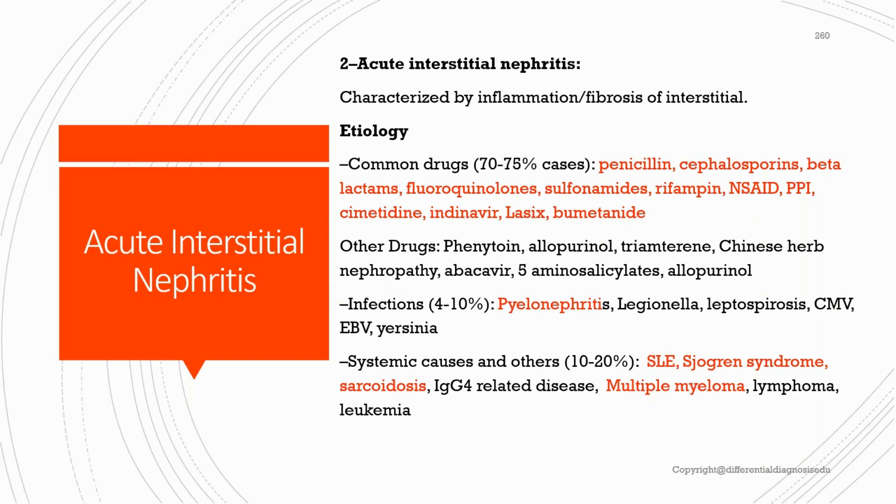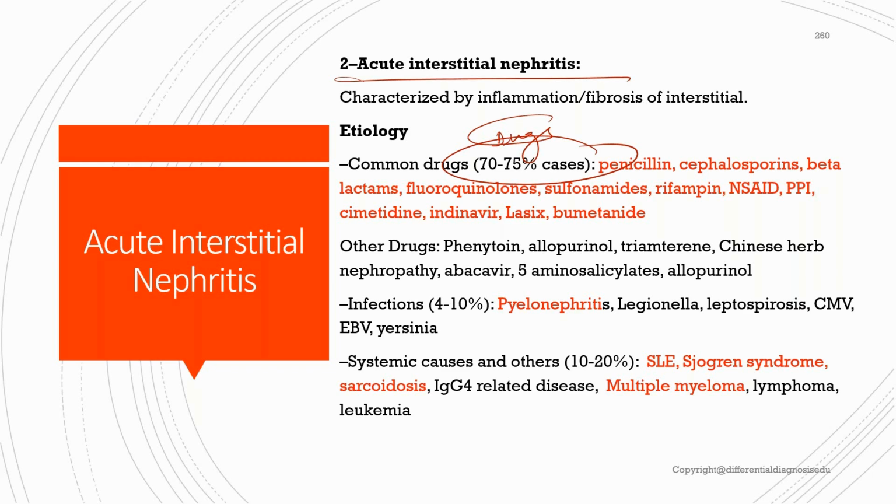So whenever you think about interstitial nephritis, think about drugs, because they constitute about 70 to 75% of cases of interstitial nephritis. Think about all the drugs, whatever the patient is on. If you do not remember the side effect, I would suggest you search for the side effect on Google or whatever source you are using, because sometimes you'll be surprised.